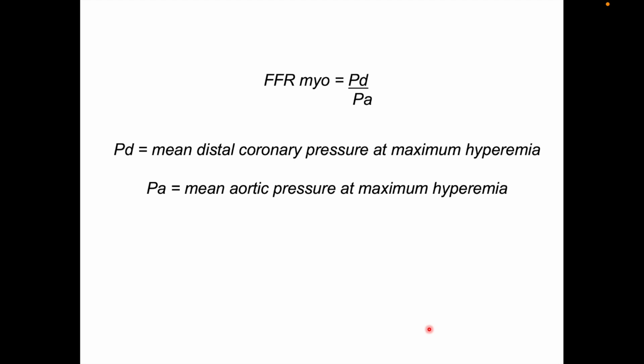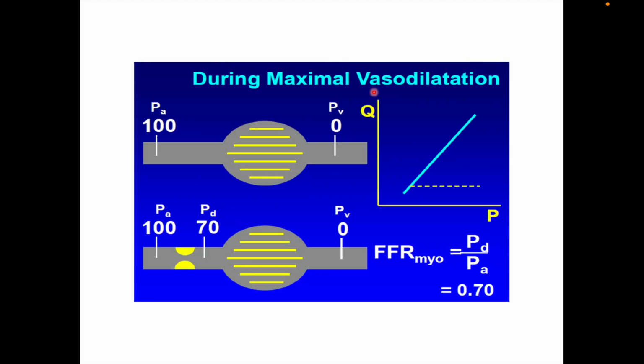So FFR is equal to PD over PA, where PD is the mean distal coronary pressure at maximal hyperemia. So this is the pressure that is being measured by the pressure wire sensor, which is now present distal to the stenosis, and PA is the mean aortic pressure at maximal hyperemia, which is being measured by the guide catheter tip. And both pressures are measured under maximal hyperemia, because remember, we have to remove the resistance from the equation.